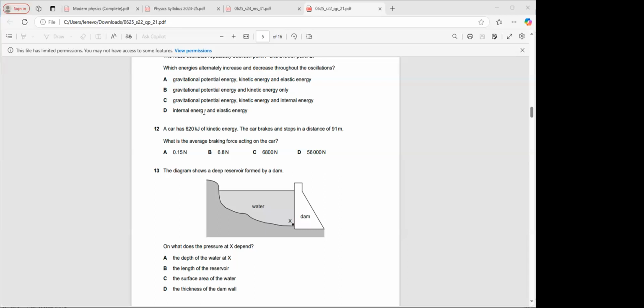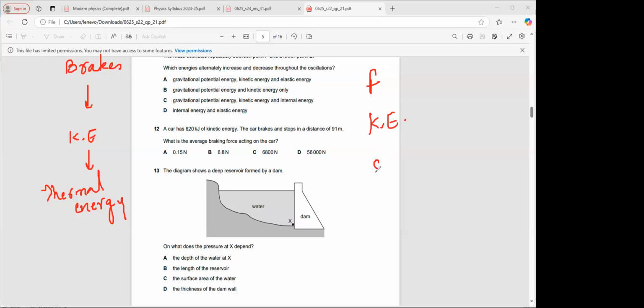See, when a car brakes, remember one thing, Anna. When a car brakes, the entire kinetic energy is converted to thermal energy, which dissipates into the atmosphere. And some of the energy is transferred into the surroundings as sound waves, right? Now you have distance, you have to calculate the force. So just see force, kinetic energy and distance. Relate kinetic energy with one of the theorems.